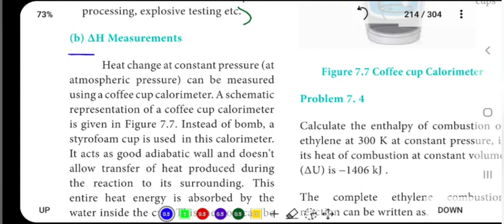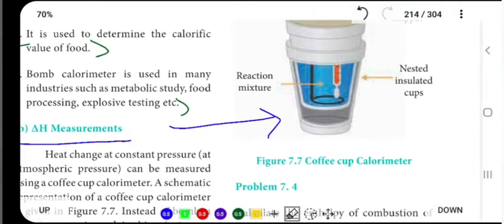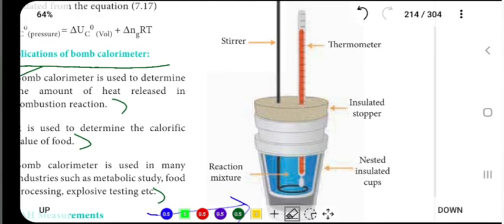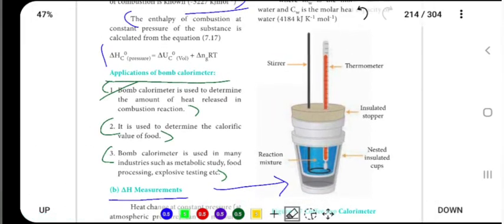So next one is delta H measurements. There are 2 types of measurements, delta U and delta H. One is by bomb calorimeter. So delta U is measured by bomb calorimeter, and delta H is measured by coffee cup calorimeter. Okay, so this is the picture of coffee cup calorimeter. See, it's just like a cup, like a thermocol cup.